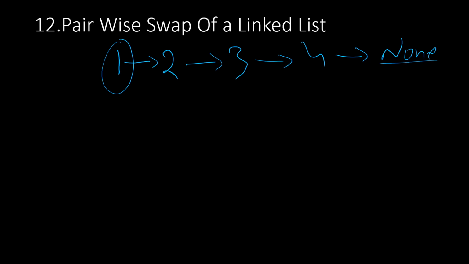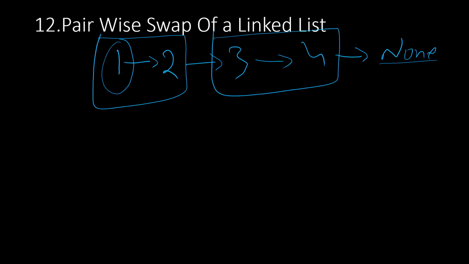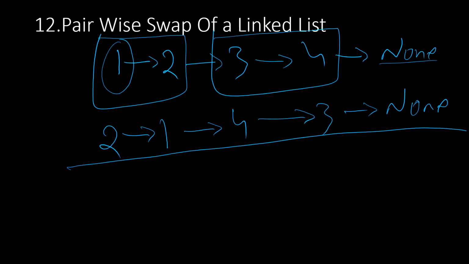The question is saying we have to swap in pairs. First pair will be 1, 2 and second pair will be 3, 4. After swapping them, we have to just swap the opposite values. Instead of 1, 2 will be there. Instead of 2, 1 will be there. Similarly, instead of 4, 3 will be there. Instead of 3, 4 will be there. And the arrow should be pointing like this. This should be our answer after swapping both pairs. So this is what the question means, swapping the pairs.